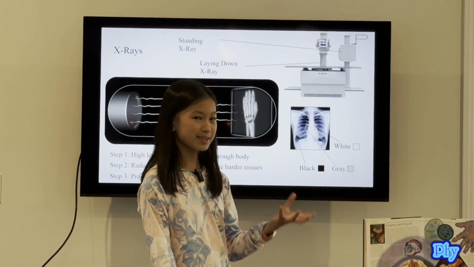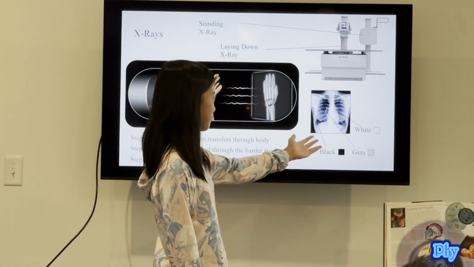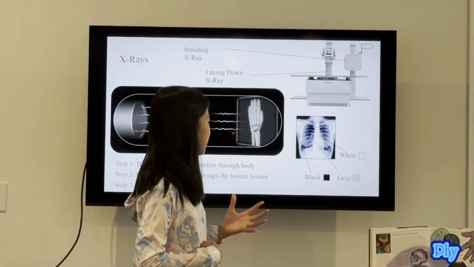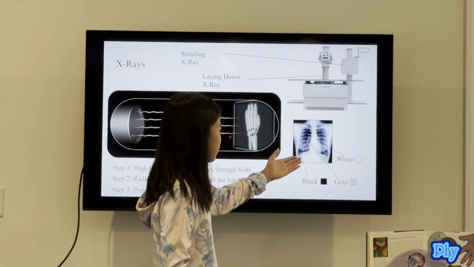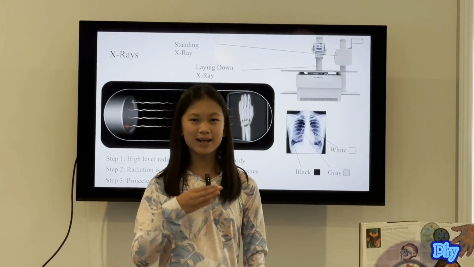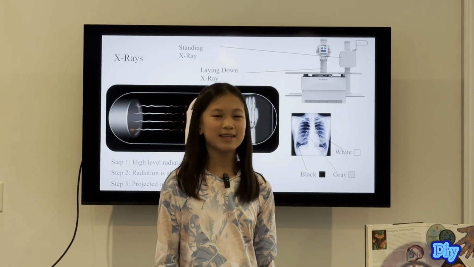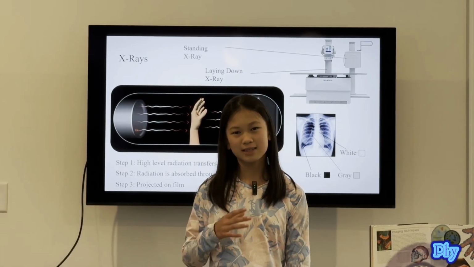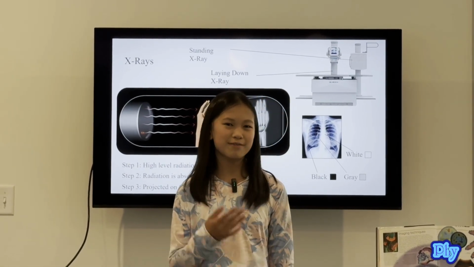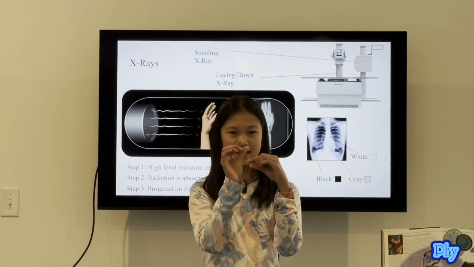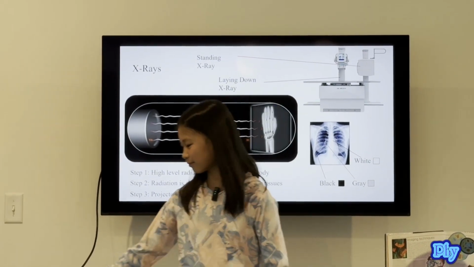There are contrast colors in an X-ray. For example, black means there's no muscle and it's all liquidy. Gray means it's kind of hard, kind of squishy, and white means fully solid. So this is very helpful to know if you broke a bone. And if you broke a rib bone, your ribs would be slightly dislocated.